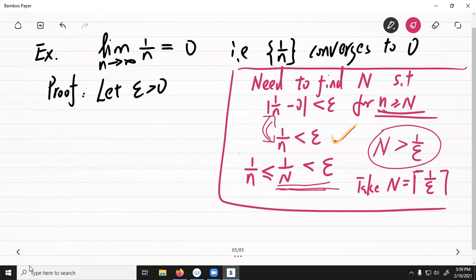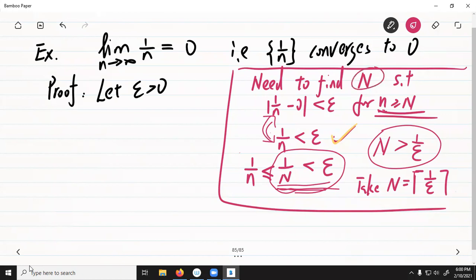We want this one to be true, if we can make this one true. The reason is n is greater than or equal to capital N, so 1 over n is less than or equal to 1 over capital N. If we can make this one true, then we have this one automatically. So to make this one true, we can solve for n. This is the thing we are looking for.